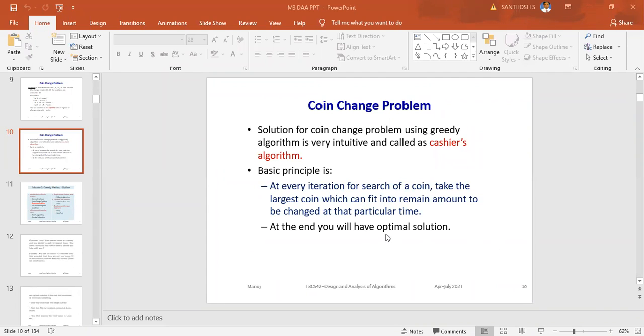Yes, understood coin change problem? Shall I, this is up to coin change, that's why. Understood up to here?